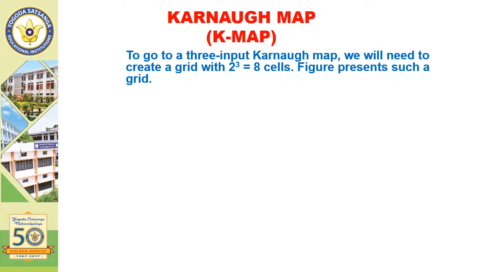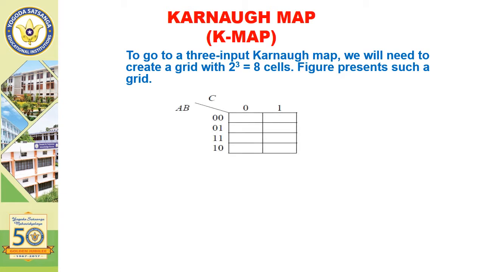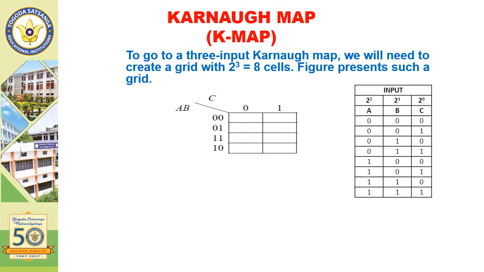If we have 3 input variables, we create a grid of 8 cells as represented in the figure. Here we represent the truth table in the figure. Here it is mentioned that 2 to the power 0, 2 to the power 1 and 2 to the power 2 is just optional to understand the making of the truth table. We just write from ABC.